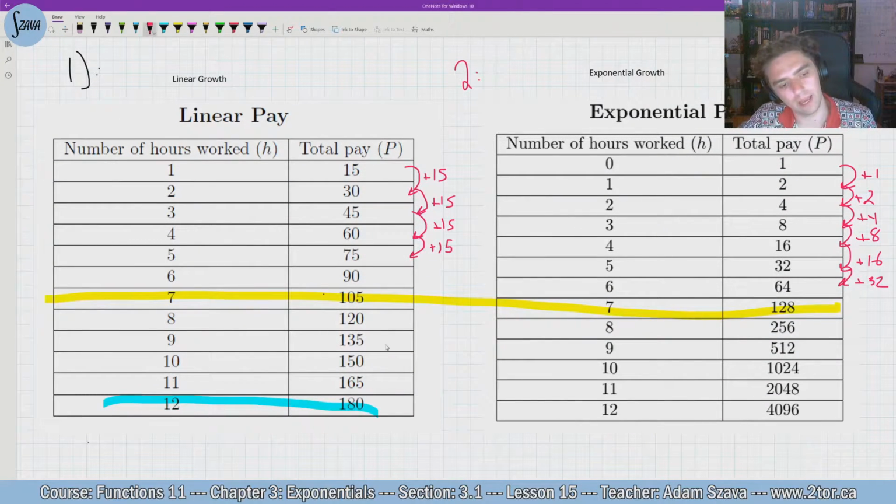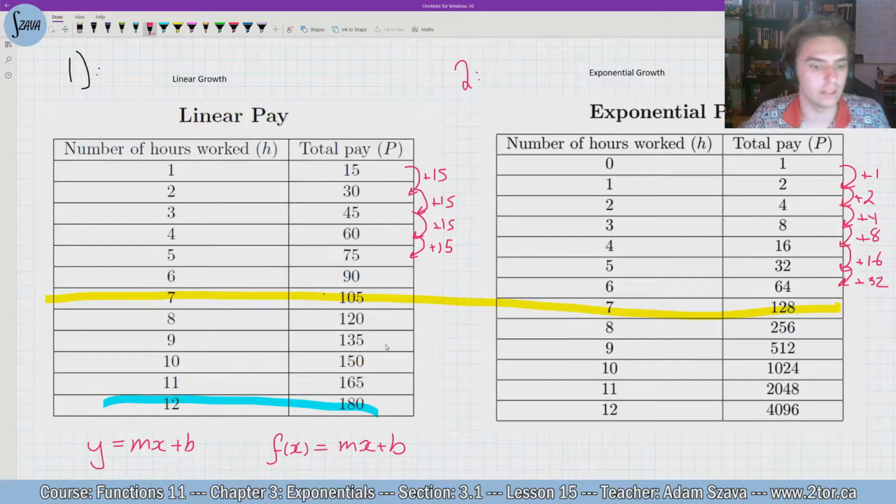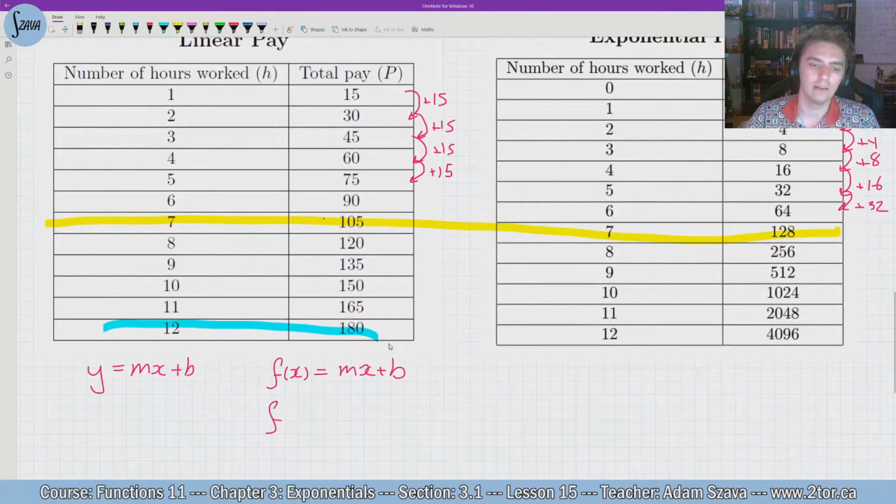Linear pay is going to be in the form y equals mx plus b, right? Or we can say f of x equals mx plus b. F of x is our y values, so we can just replace it like that. Same thing either way. M is our slope. M is the amount we go up by each time. So that's going to be 15, right? We get paid $15 an hour.